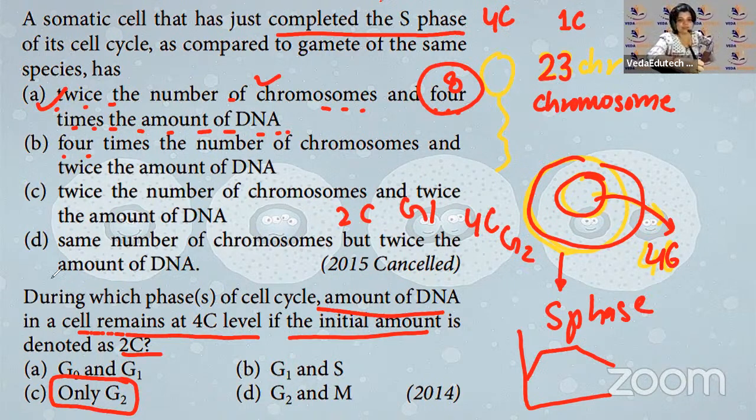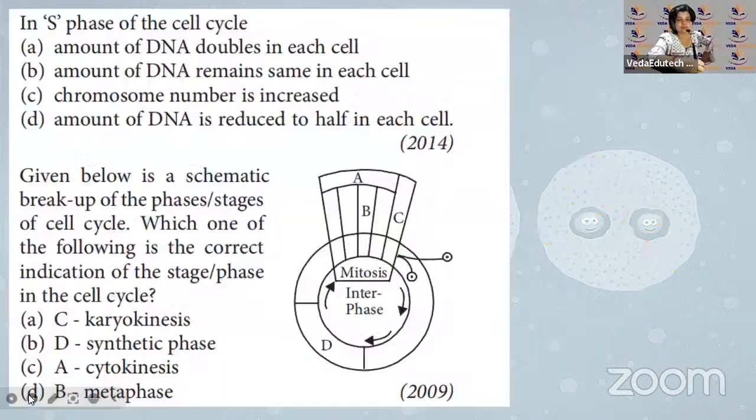Alright, moving on. In S phase of the cell cycle, the amount of DNA doubles in each cell. Let's look at all options. Amount of DNA remains the same? No. It doubles. Chromosome numbers increase? No. The amount of DNA increases, but the chromosome number stays the same. Amount of DNA is reduced to half? No. So the option is A.